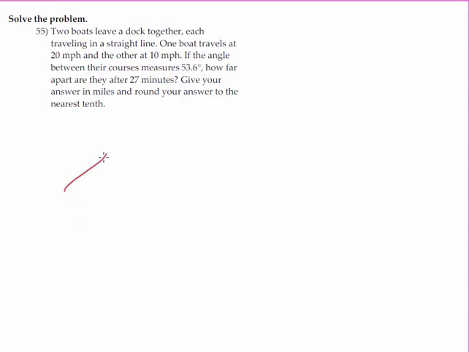So it doesn't really matter which direction that we draw them going, as long as we realize the angle between is 53.6 degrees. And we want to know that at the end of this, how far apart they are, which is this side of our triangle. So in order to do this, we can actually figure out these two other sides of our triangle, because one of them is traveling at 20 miles per hour for 27 minutes. The other is at 10 miles per hour for 27 minutes. The problem is that we're in miles per hour. They gave us minutes, so we need to figure out how many hours 27 minutes is.